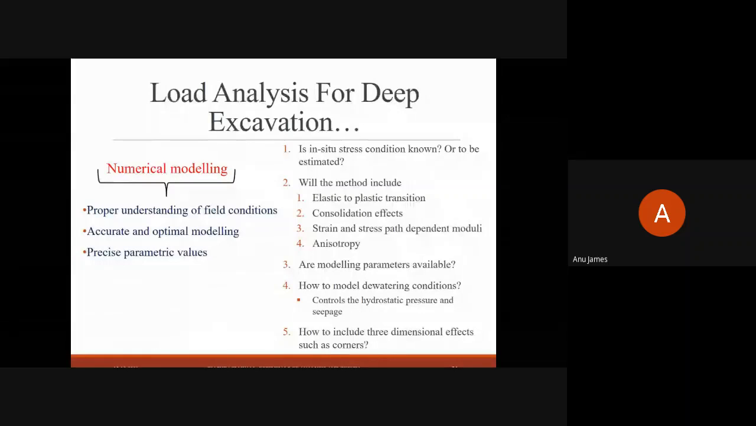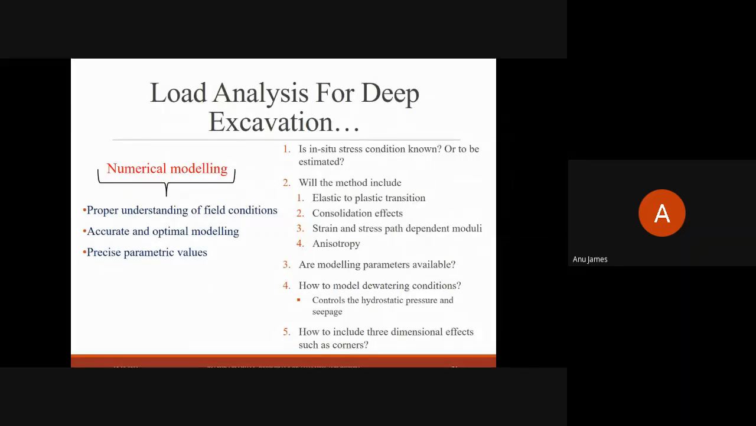So we should consider certain factors, including whether all the modeling parameters are available to us. In various finite element software, different soil models are available which we can choose from, and in those, different inputs are required. So we need to check whether all these parameters are available to us, whether the present stress condition is known, or whether we need to estimate or assume them.